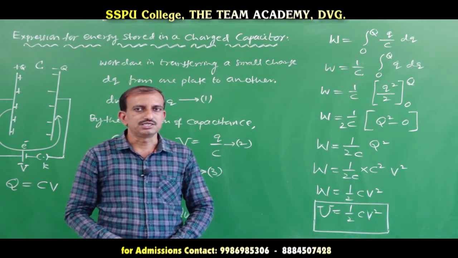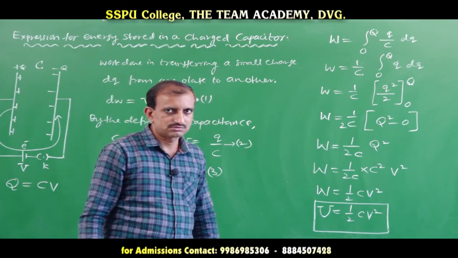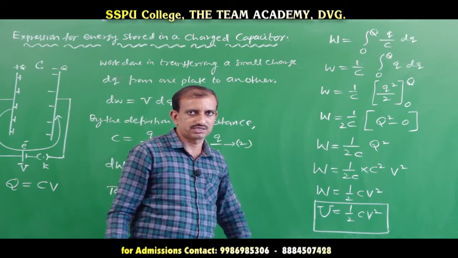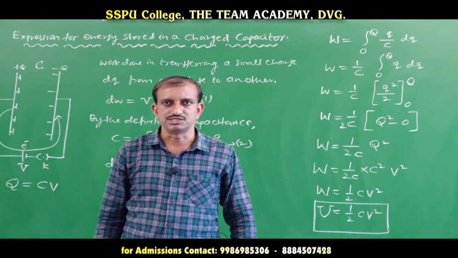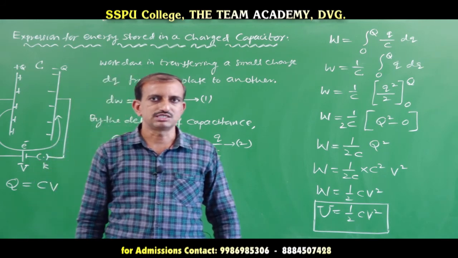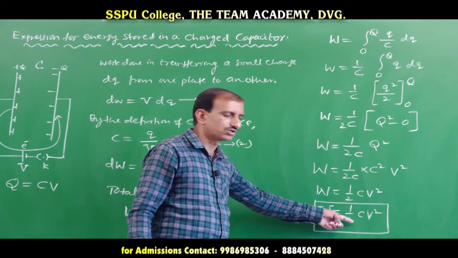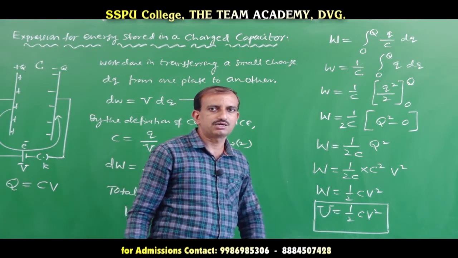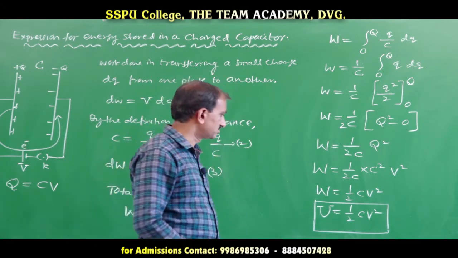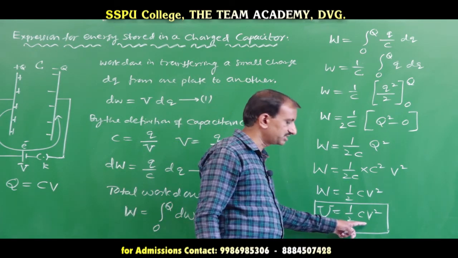The energy supplied by the battery is equal to CV square, whereas the energy stored in the capacitor is half CV square. So some amount of energy is wasted in the process of charging the capacitor. Hence only half of the energy is stored in the capacitor and the other half is wasted in the form of heat during the process of charging. Therefore, the energy stored in the capacitor is equal to half CV square.